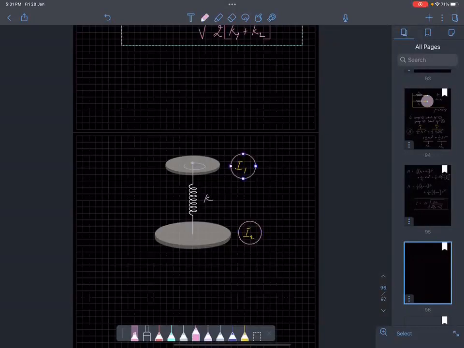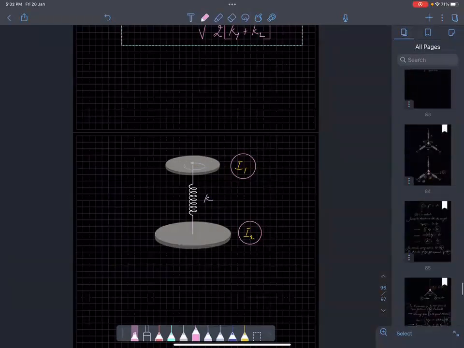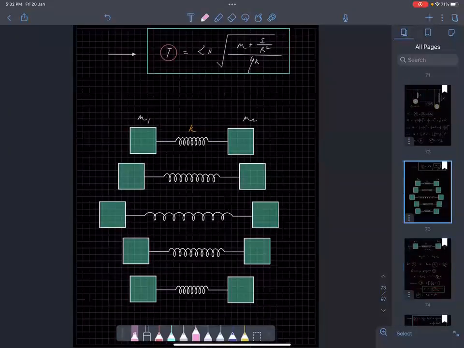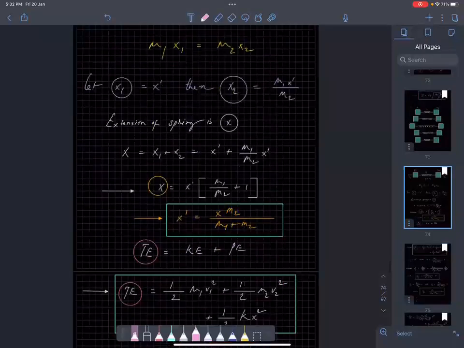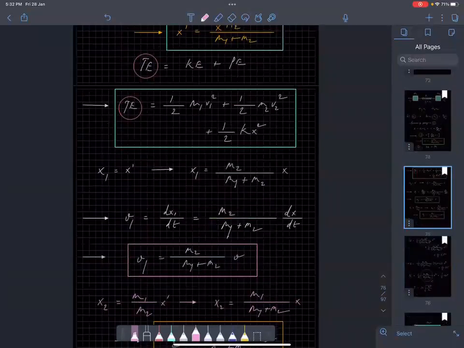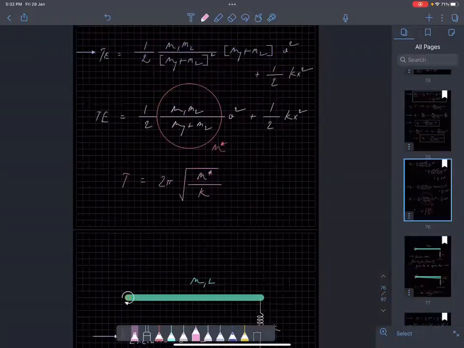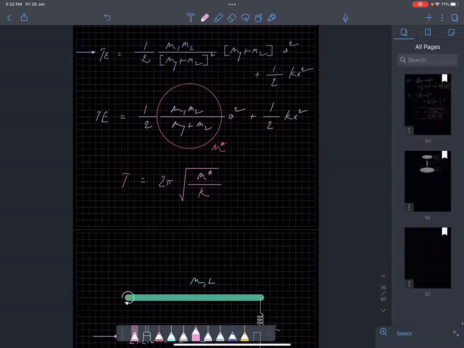Clear? Now I don't want to do this problem, it will be very big. But we did a similar kind of problem for two masses attached by a spring, and the spring was extending and compressing. Right? And there your answer was 2 pi under root m star by k, where m star was the reduced mass, m1 m2 by m1 plus m2. Remember? Yes sir. So I'll not do this problem.